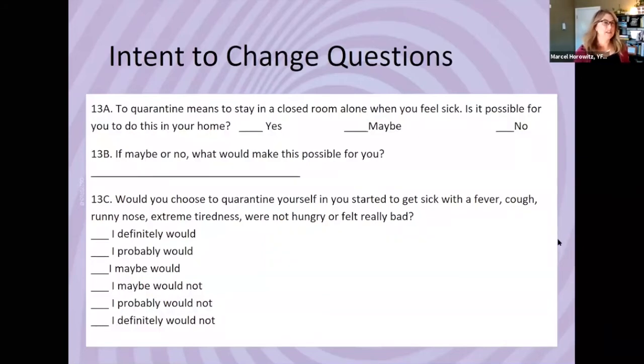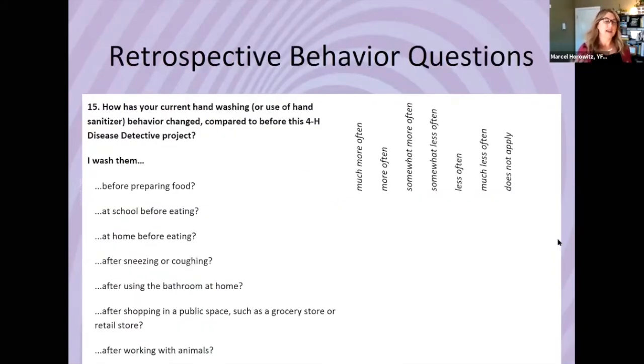We asked some intent to change questions. So something like quarantine that hopefully none of them had to go through, but may have to in the future. Is that something they would do? We don't have a lot of public adherence to that. It's hard to stay home for 14 days when there's things to do. So if they do get sick in the future, would they quarantine themselves? So an intent to change question. And then some retrospective questions.